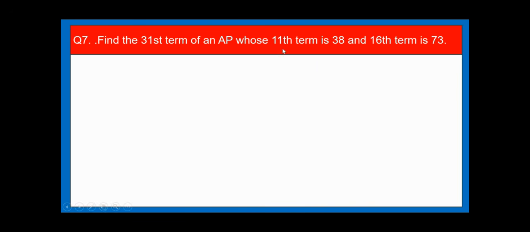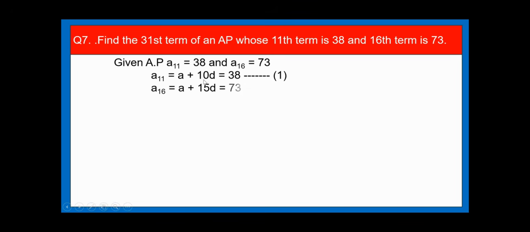We have given the 11th term, that is A11 is equal to 38, and the 16th term, that is A16 is equal to 73. Now what is the formula to find An? An is a plus n minus 1 into d. Similarly, A11 means a plus 11 minus 1, that is 10d. A plus 10d is equal to 38. And A16 means a plus 15d is equal to 73. These two are the equations.